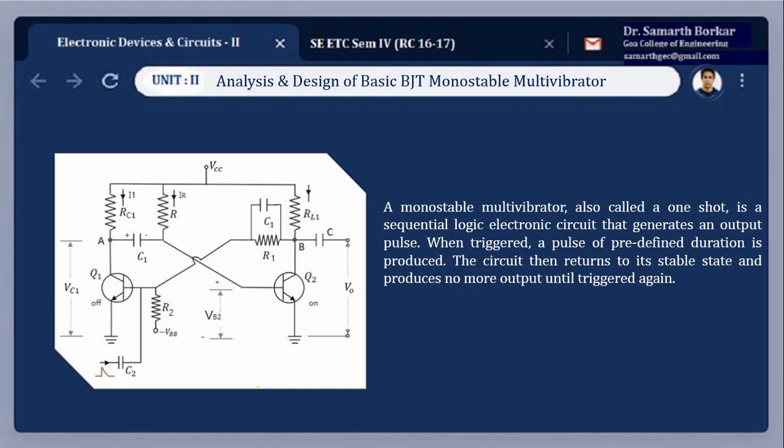The figure shows the collector coupled monostable multivibrator circuit. It uses two NPN transistors. This circuit is also referred to as base coupled monostable multivibrator or one shot multivibrator.